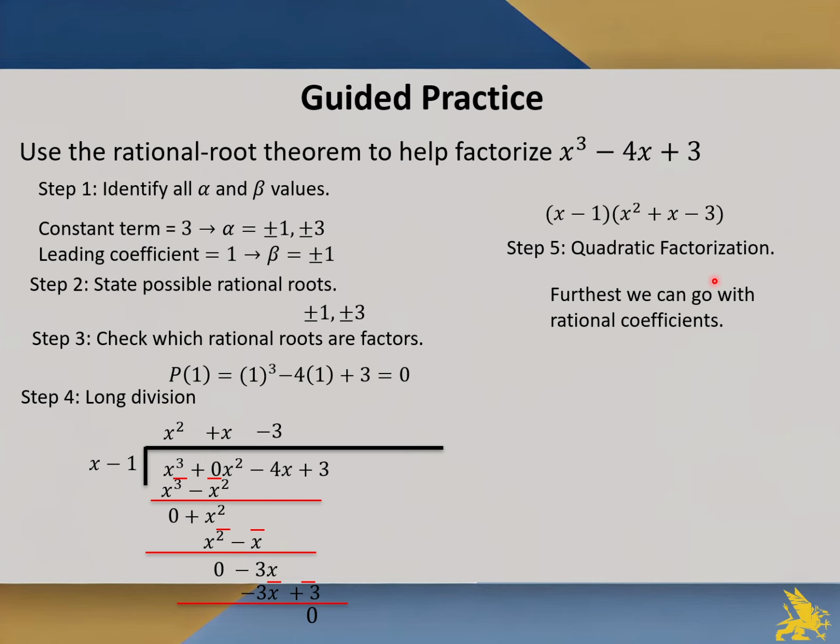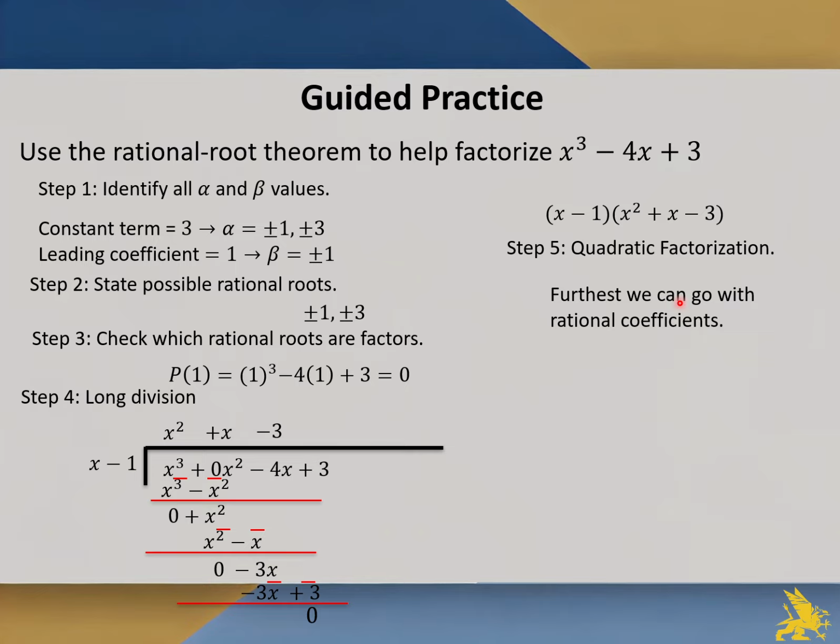I can look at two numbers that multiply together to equal 3, which will be 1 and 3. One of them has to be negative, and they need to add up to be B. But if I look at that, it makes it really challenging.